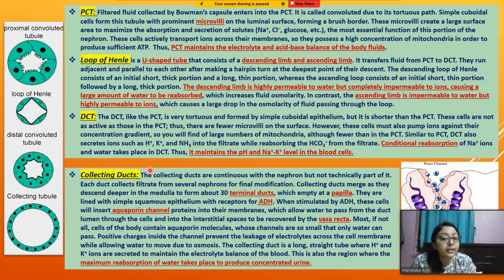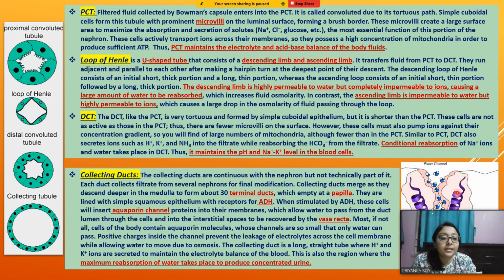And it is shorter in length than the PCT, and it also secretes ions such as H+, K+, ammonia into the filtrate. So there is some secretion of ions and solutes in the membrane, in the DCT, and it also reabsorbs HCO3- from the filtrate. Now there is conditional reabsorption of sodium ions and water that takes place in the DCT, therefore it maintains the pH and also the sodium potassium level in the blood cells.